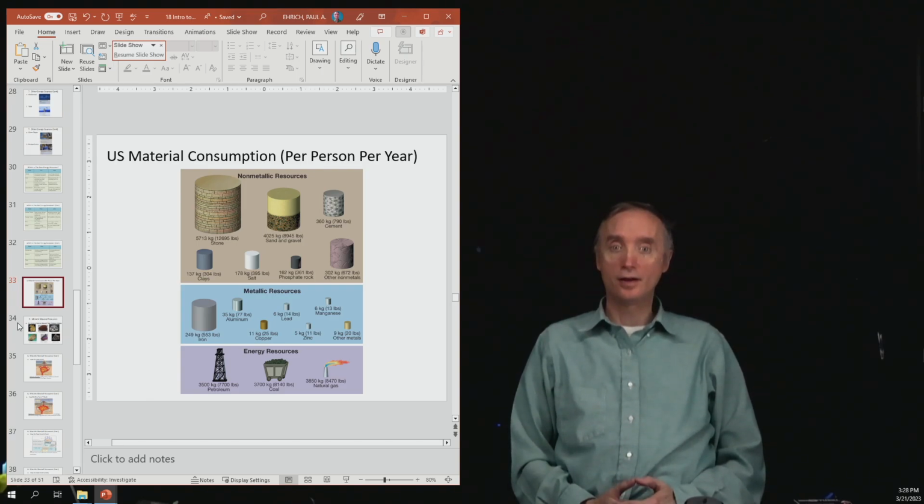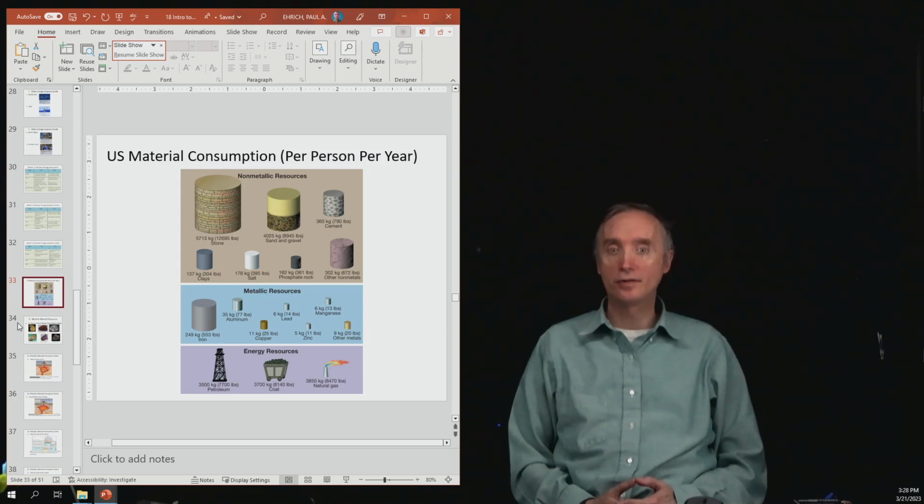Okay, then another thing was the amount of iron. Each person in the United States is responsible for using up 249 kilograms of iron. A lot of that goes into steel girders. Some of it goes into automobiles, things like that.